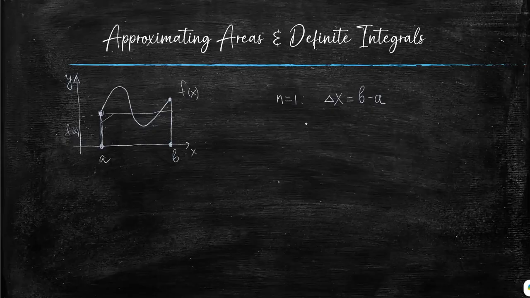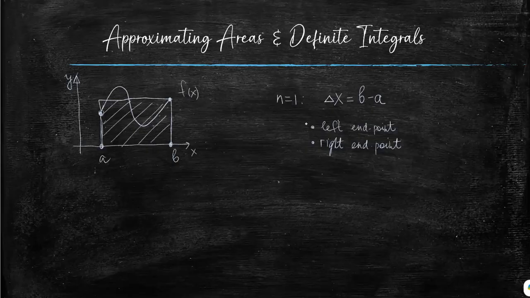Alternatively, let's list all our options. We can use the left endpoint of the interval. Alternatively, we can also use the right endpoint of the interval. And if we use the right endpoint, then we're going to be working with this rectangle right here, and we can use the area of this rectangle to approximate the area under the graph. Obviously, it's not going to be the exact area, but that's why it's called approximation.